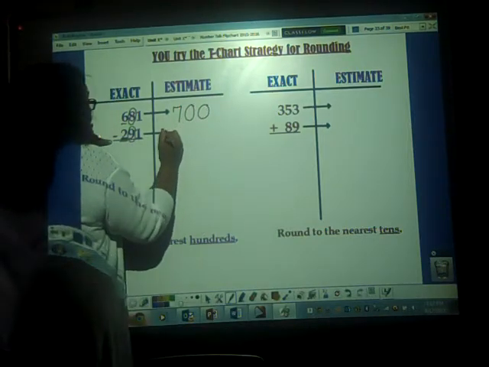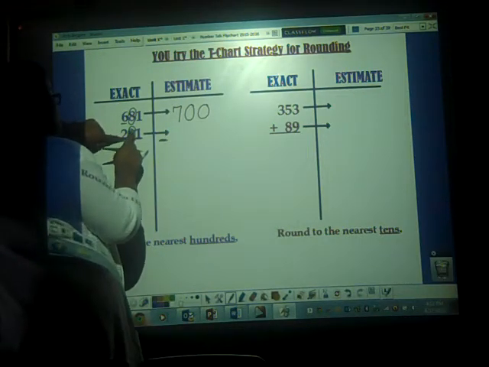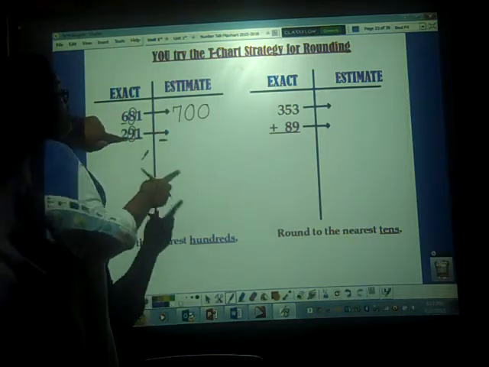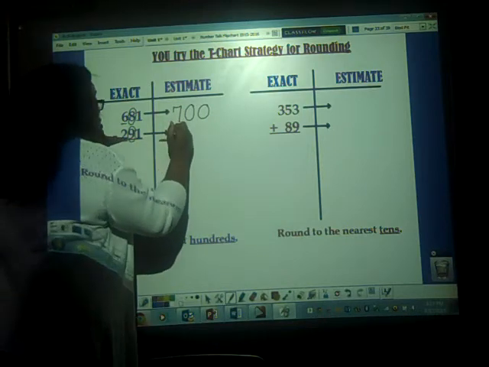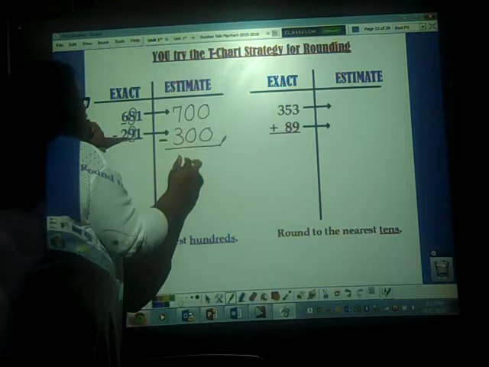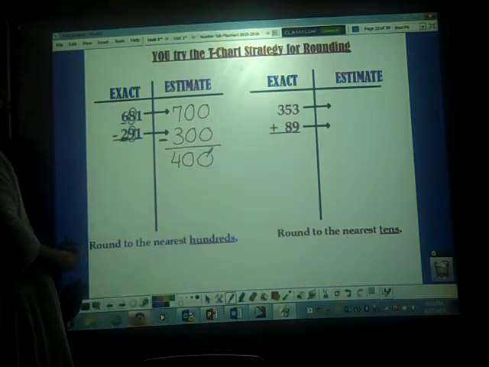Now we're subtracting, so let me put my subtraction sign right here. 291. Well, 9 is really more than 5. So 5 or more, raise the score of this 2. So this 2 is now going to become a 3 for 300. So 700 minus 300 is 400.